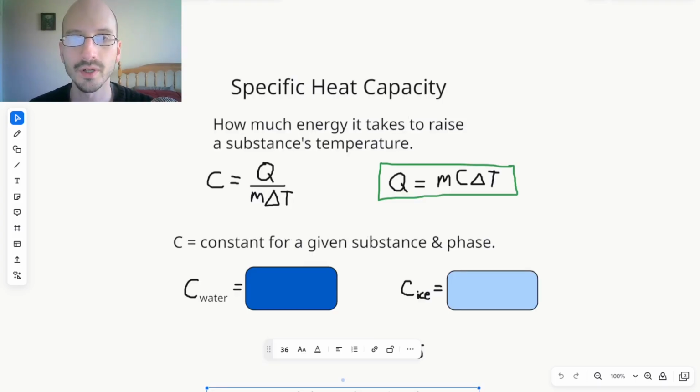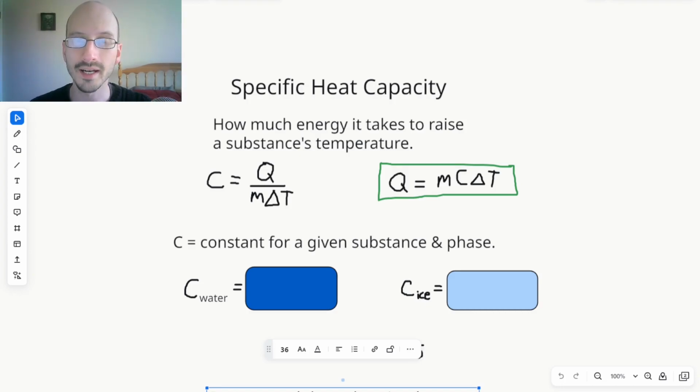The first subject we talk about is specific heat capacity. You might notice that different substances, like metal versus water, will heat up at different rates. That's because metal has a very low heat capacity. It takes a small amount of heat to raise its temperature, whereas water has a high heat capacity. It takes a lot of heat energy to raise the temperature of water.